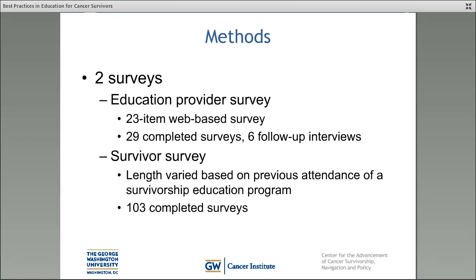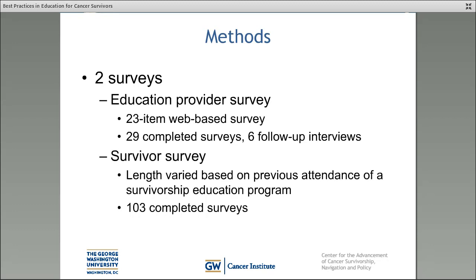The second survey was sent to survivors. Individuals who had received a diagnosis of cancer and identified that they had completed active cancer treatment, which we defined as surgery, chemotherapy, and radiation, were eligible to take the survey. The survey asked survivors to indicate if they had attended a survivor education program, and the questions branched off from there. Those who attended a program were asked about their experiences with the program as well as their preferences. Those who had never attended a post-treatment education program were asked to share their preferences for such a program. 103 individuals completed this survey, which was promoted through support groups, local contacts, social media, and the CA-SNAP listserv.